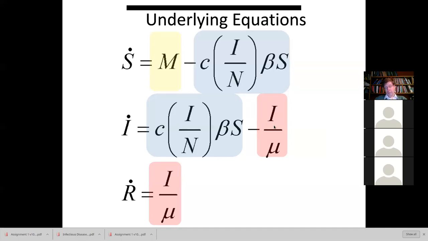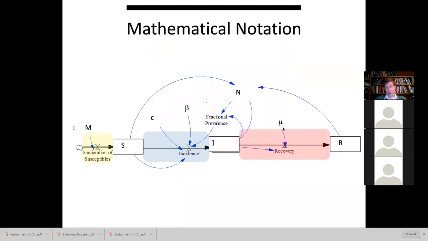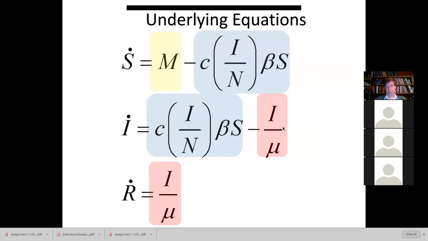You'll recognize this as a first order delay. It's just I divided by mu, that standard form of a first order delay, where mu is the mean amount of time they spend in the stock I. But note again these terms, which I've been telling you about. C times I over N times beta, the quantity that's then multiplied by S, is the force of infection. It's the chance per unit time a susceptible will be infected.